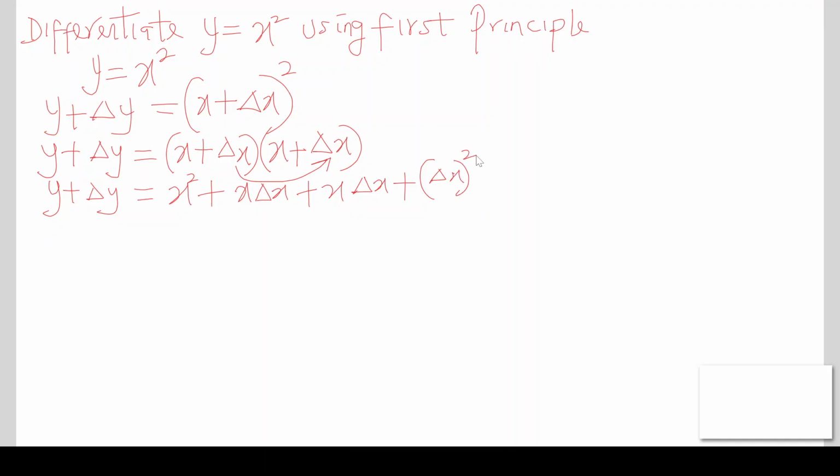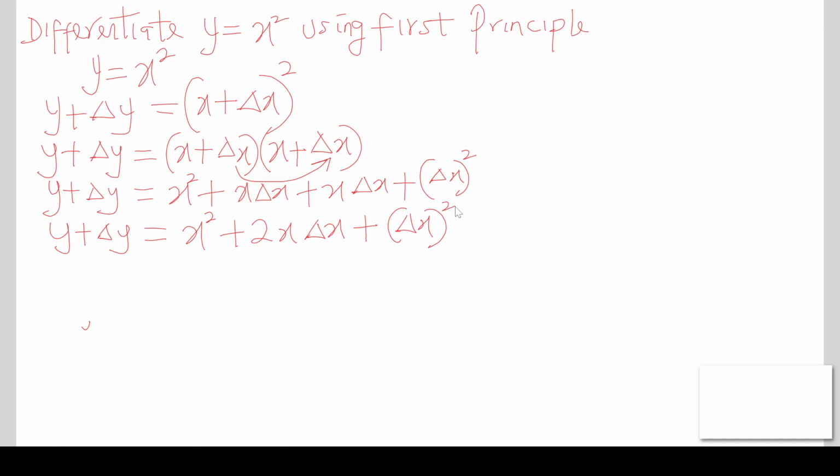So from here, it's easy to see that this and this are like terms. x delta x plus x delta x becomes 2x delta x. So we are going to be writing y plus delta y equals x squared plus 2x delta x, then plus delta x squared.